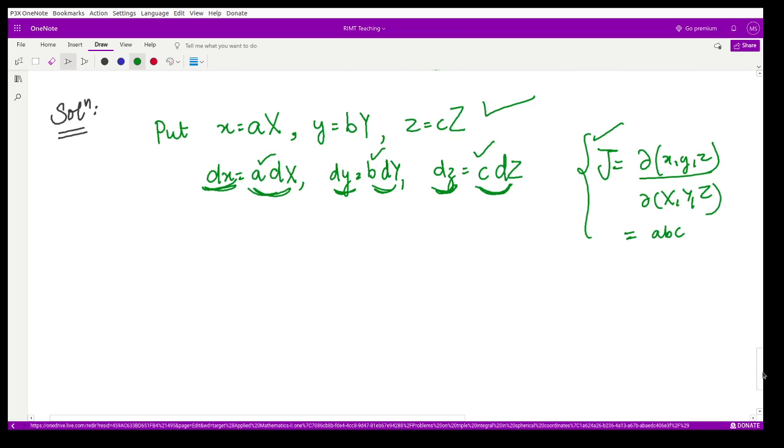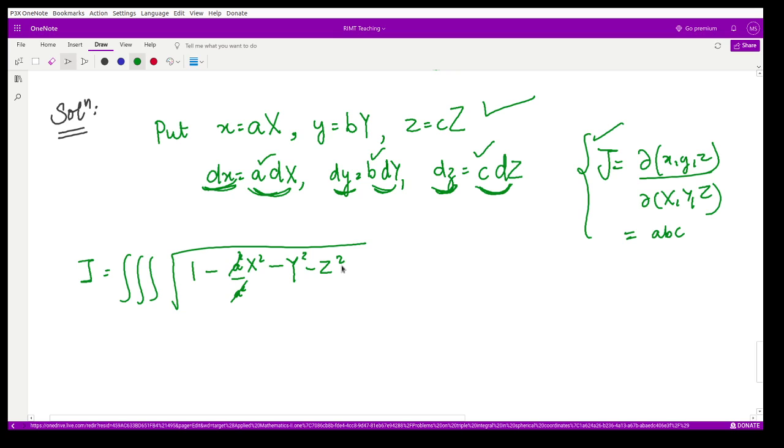So when you change this, your integral is going to become this triple integral, and instead of 1 minus x square upon a square, now because we are writing in place of x square the value a square by capital X square, a square by capital X square, this a square and a square cancel, so we only have minus X square, and similarly minus Y square and minus Z square. So this is our integral, and we have a, b, c, d capital X, d capital Y, and d capital Z. So this is our integral, and now we have to solve it over the sphere.